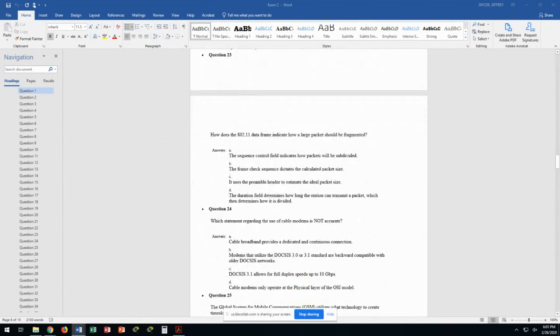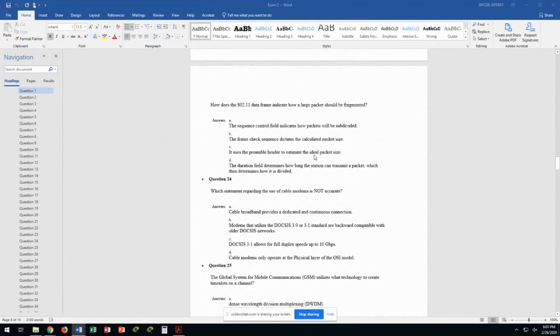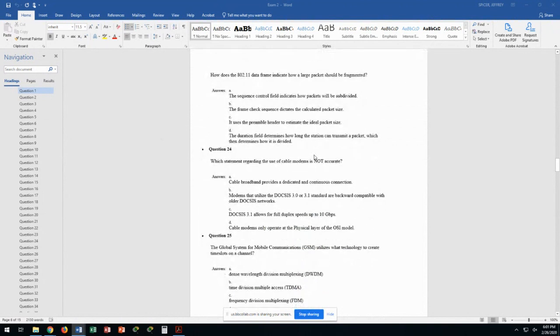All right, 23. How does the 802.11 data frame indicate how large a packet should be fragmented? Yeah, this is part of all that. The sequence control field? The sequence control field indicates how packets will be subdivided. That's awesome. Great job.